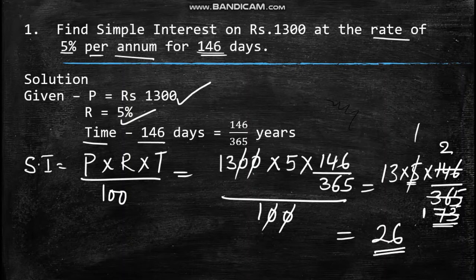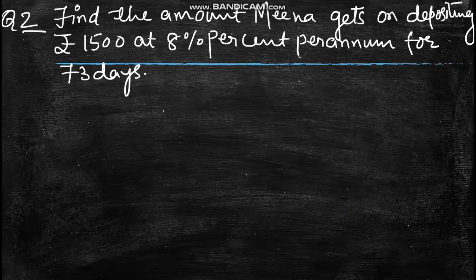And what is this 26? This is rupees. So your simple interest on rupees 1300 at the rate of 5% per annum for 146 days is rupees 26. Come on children, now let us see question number 2. Find the amount Meena gets on depositing rupees 1500 at 8% per annum for 73 days.